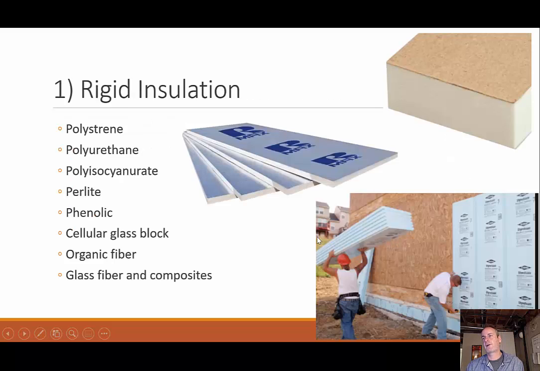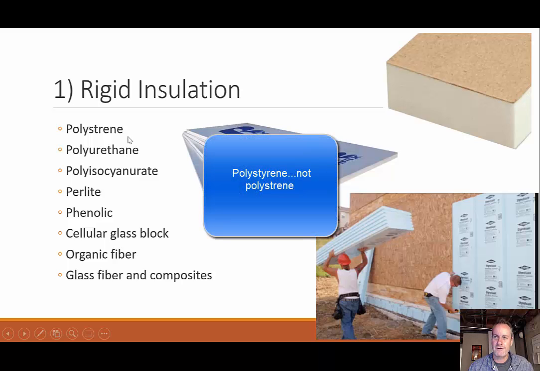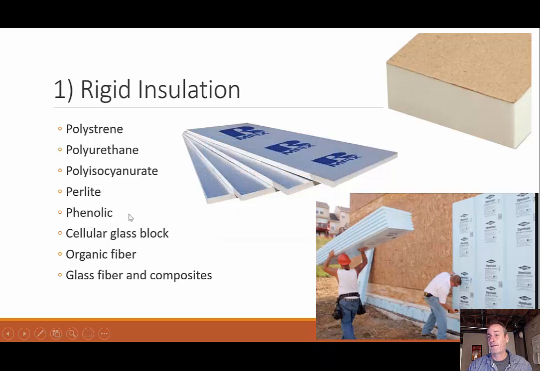So let's start with our rigid insulation. Rigid insulation can consist of many different materials. It could be polystyrene, polyurethane, polyisocyanurate, perlite, phenolic, cellular glass block, organic fiber, glass fiber, and composites. So we have a lot of different materials. Hopefully I pronounced most of them right. But we can see that rigid, meaning it's one solid board, or something that is a rigid, non-flexible type of structure that I can put up against this exterior wall.